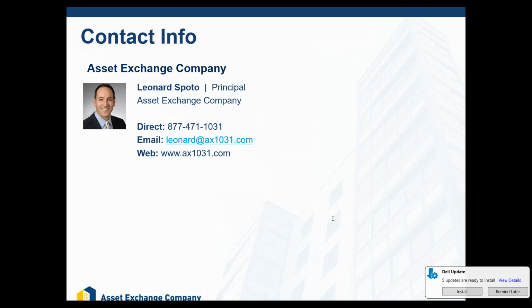Are the 3 properties identified on my letter sent to Asset Exchange Company or the IRS? They are sent to Asset Exchange Company, and we are very often subpoenaed by the IRS to provide that identification letter in an audit. So the first thing that the IRS does when they audit you is they send you a letter, and then they send us a letter asking for all of your information.